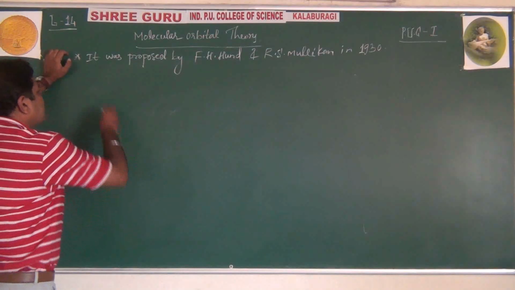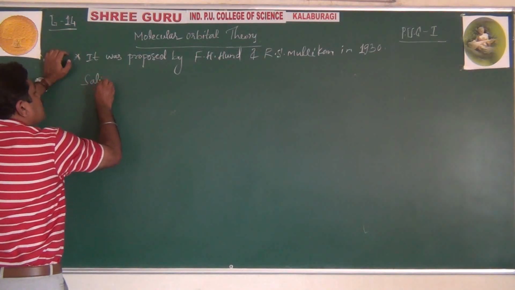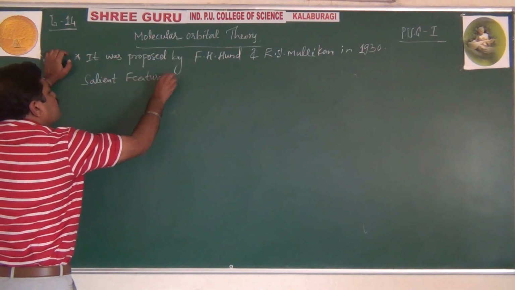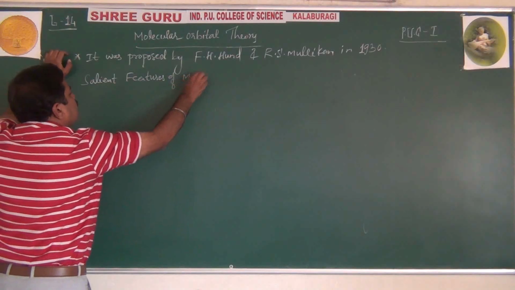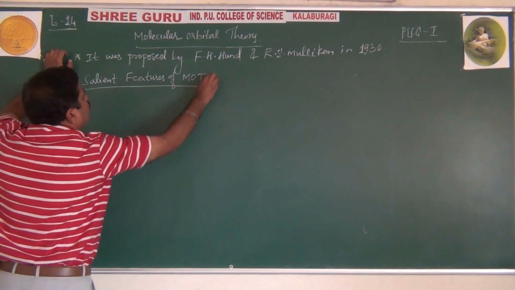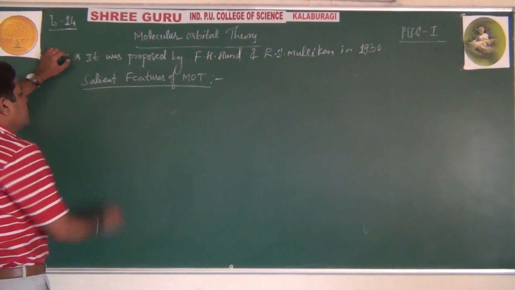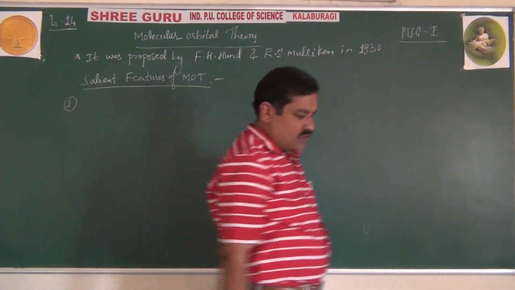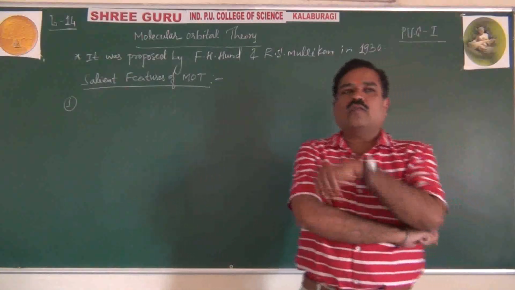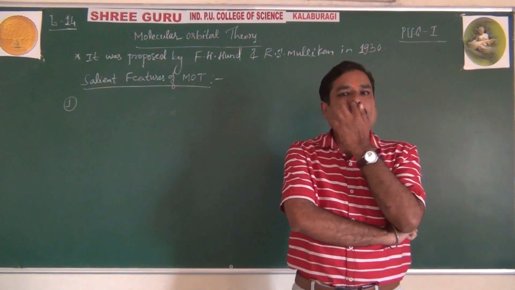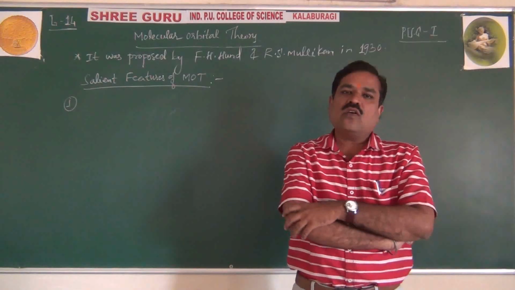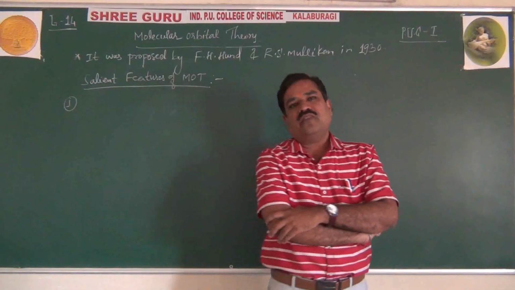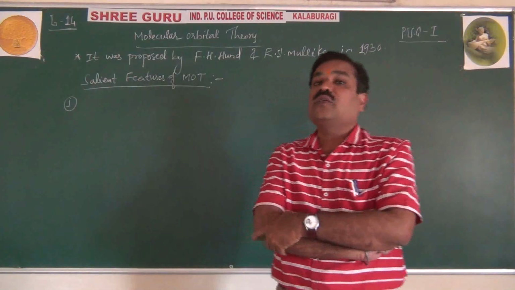Then what are the salient features of molecular orbital theory? Number one. Students, you already know what is an atomic orbital from atomic structure, which was explained by me. An atomic orbital is a three dimensional region in space where there is a maximum probability of finding an electron around the nucleus.